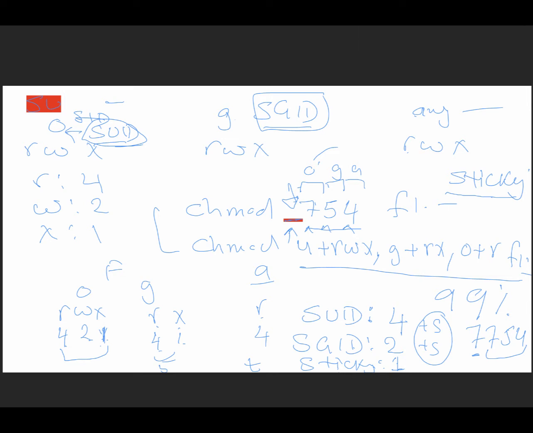Okay. The second one, the group. When you set the set group ID, what does that mean? Generally speaking, when you have access to a folder, the folder may have a group permission for specific groups that can use this folder.